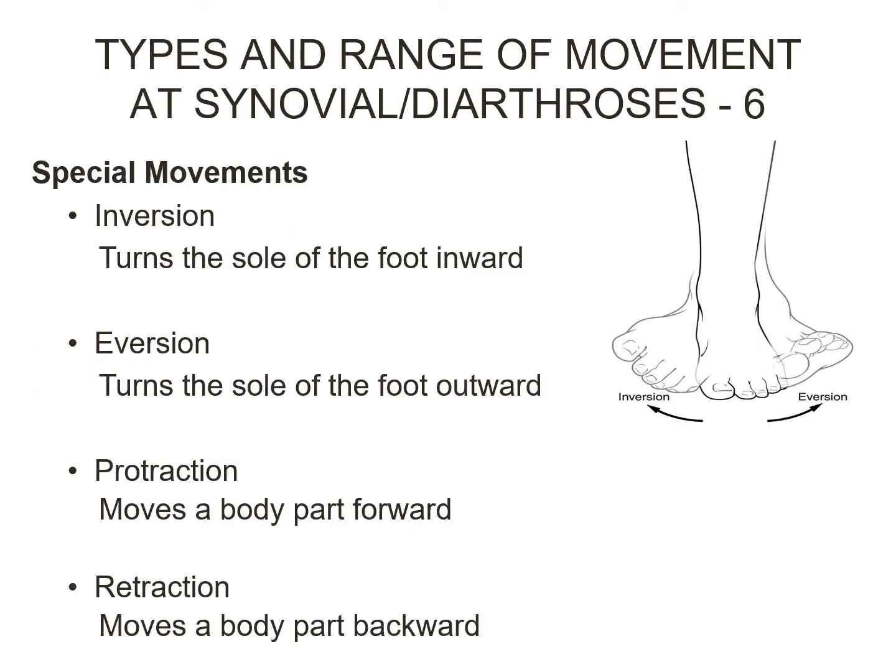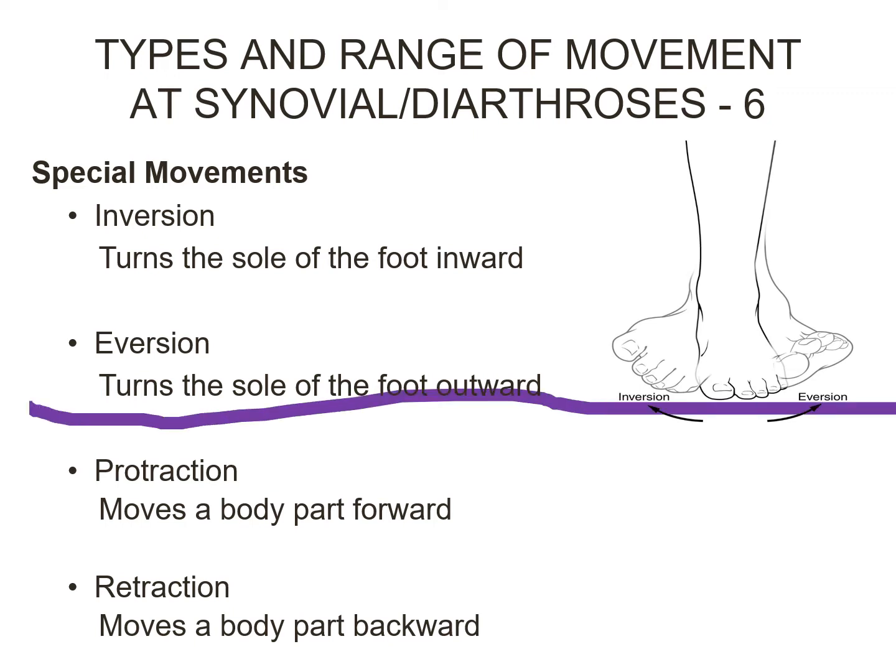And the last type of synovial movements are what we call special movements. We call them special basically because they just don't fit in any of the other categories. So instead of calling them irregular, we call them special because they are special. They are unique. We need these movements. And similar to previous comparisons, these are opposites. So inversion versus eversion is an opposite pair, and then protraction versus retraction is an opposite pair.